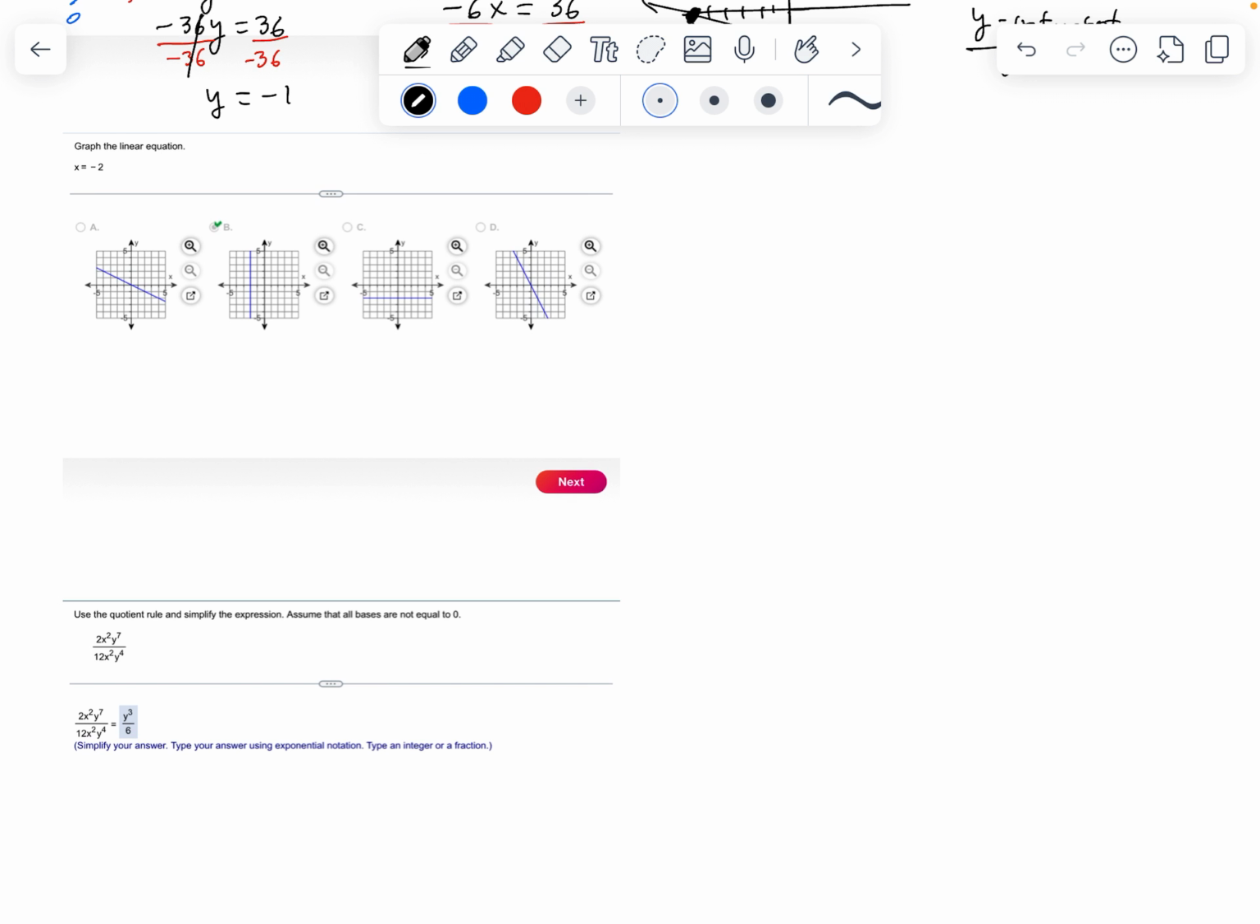Says graph the linear equation x equals to 2. So when we say x equal to 2, that means that everywhere, regardless of the value of y, x will always equal 2. So we're going to draw the x as a line like this. Whatever your y value, your x value is 2. So it's just a vertical line that's passing by x equal to 2.